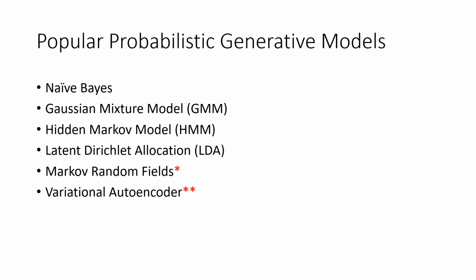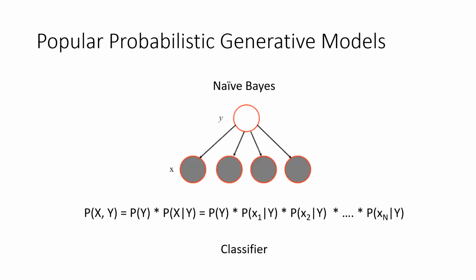So, popular probabilistic generative models, and popular here means that you will see them a lot in other applications or in textbooks. One is the naive Bayes, and we'll see what this is and why it is a generative model. A Gaussian mixture model, hidden Markov model, latent Dirichlet allocation. For all of them, we see examples in the next slides. Markov random fields, a generative model that we talked about a lot in the last two tutorials, and the variational autoencoder, which we're going to talk about as part of the deep generative models, which is indeed a probabilistic deep generative model.